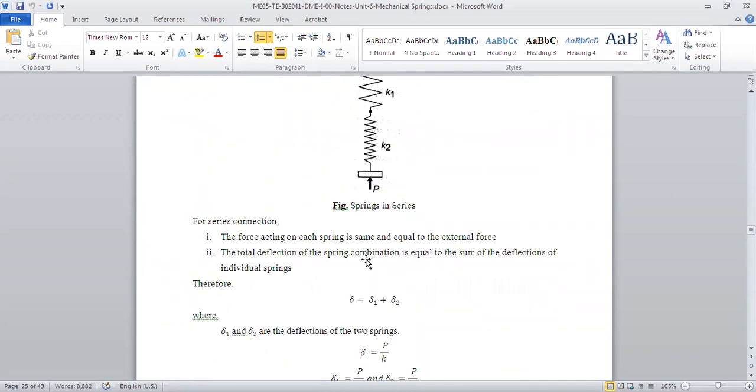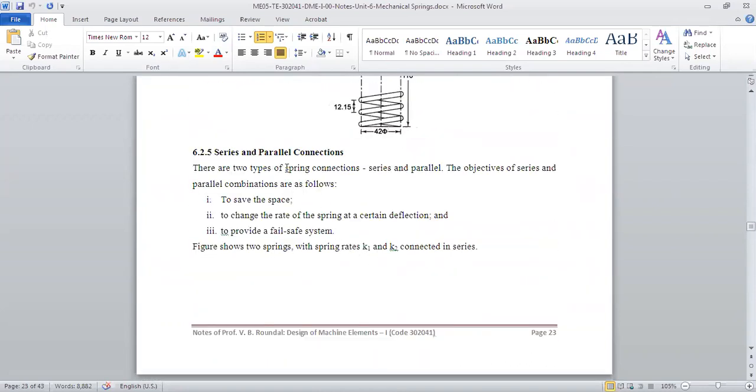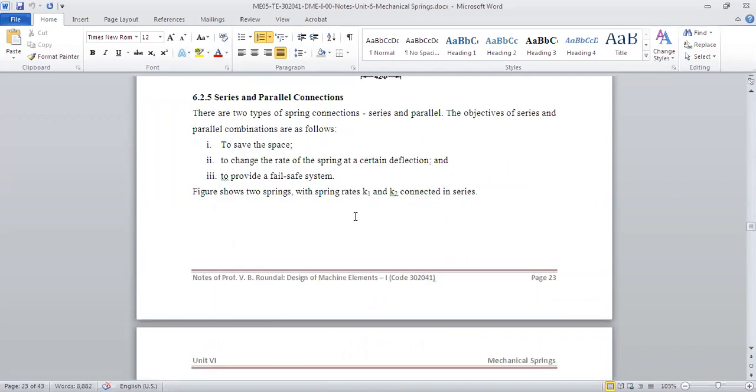It is a fail-safe system. Application is also there for the parallel connections. So there are many applications of series and parallel connection, but we have seen only a few of them.